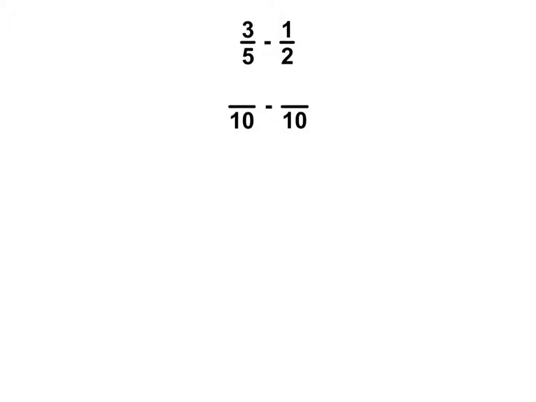Multiply by 2. We multiply by 2. So I'm going to have to multiply the top by 2 as well. What do I do to 2 to get 10? Multiply by 5. We multiply by 5. So I'm going to have to multiply the top by 5 as well. And so we end up with 6/10 minus 5/10.